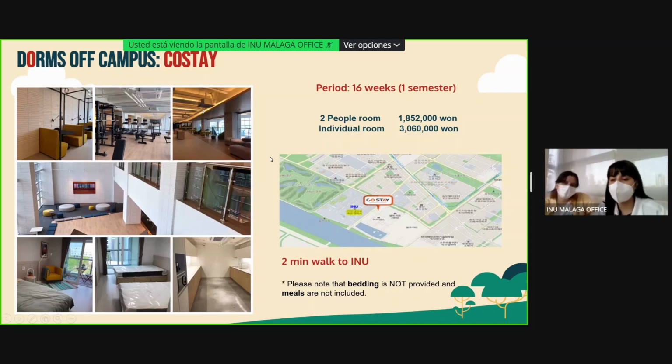We have Coste. This is a really new, high quality dormitory, and the prices are for a period of 16 weeks, which is one semester. For a two people room, it's this price, and for an individual room, it's this price every semester, not a month. The vacation period has other prices and is not included in the price. Yes, I will let you know.